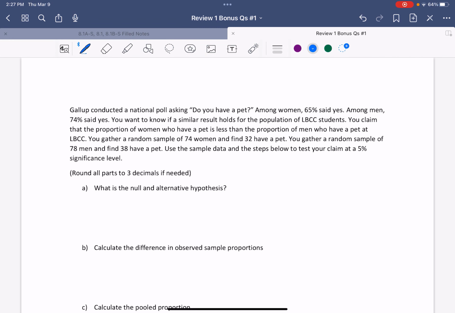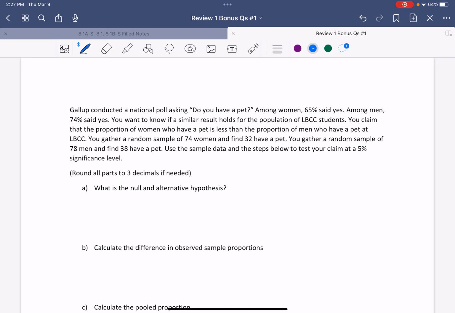Okay, so Gallup conducted a national poll asking, do you have a pet? Among women, 65% said yes. Among men, 74% said yes. You want to know if a similar result holds for the population of LBCC students.